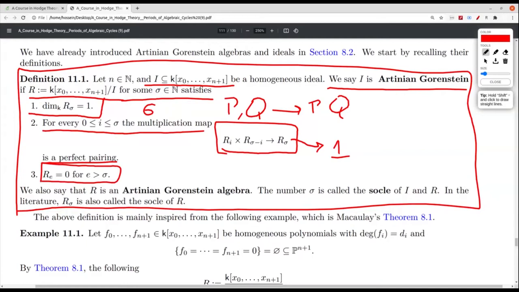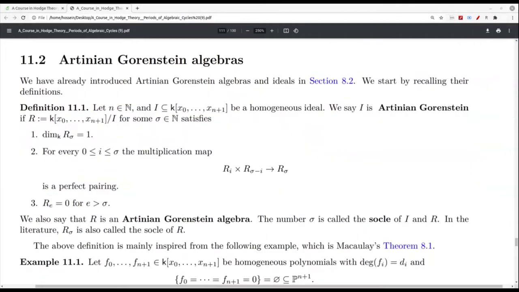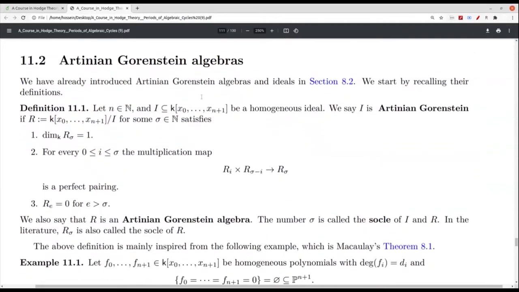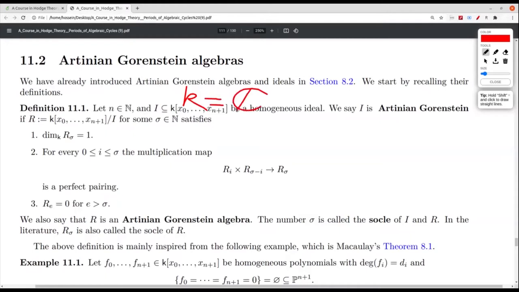We also say that R is an Artinian Gorenstein algebra. The number sigma, we call it the socle degree of R. Just to remember that this field K, for simplicity, you can take it to be the field of rationals or the complex numbers.